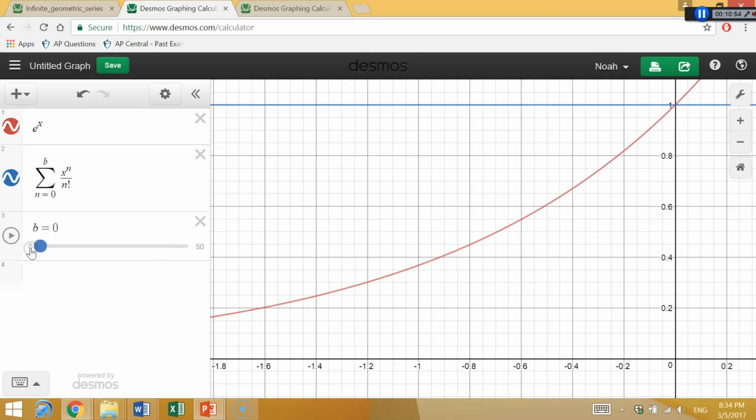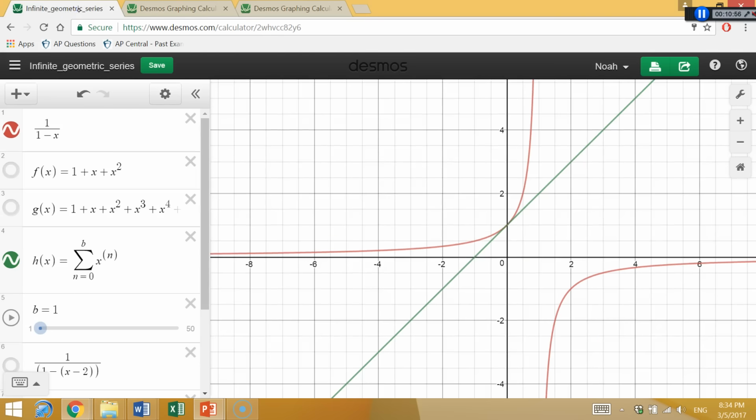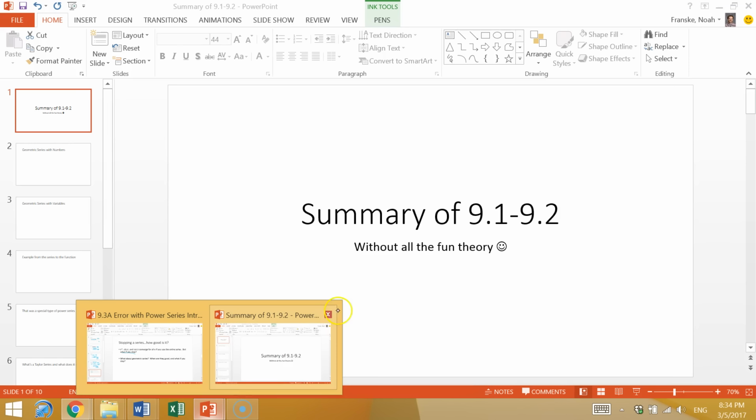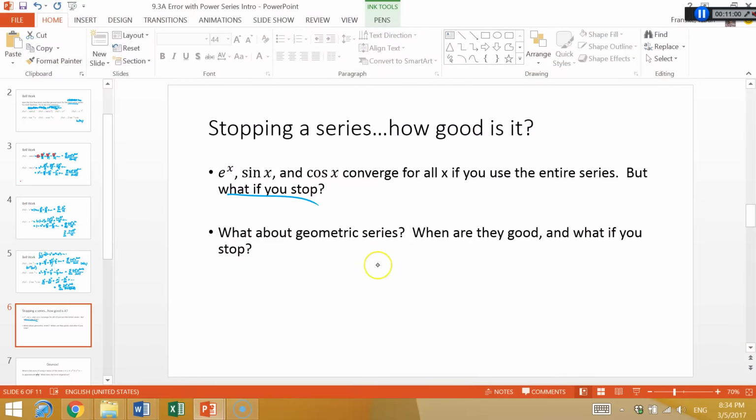Okay, and we'll talk about this Taylor idea another day, but today I want to talk about just looking at a geometric series. We'll do it the same way we would before. If we think about a geometric series, where is it good, and what's going to happen if I stop?